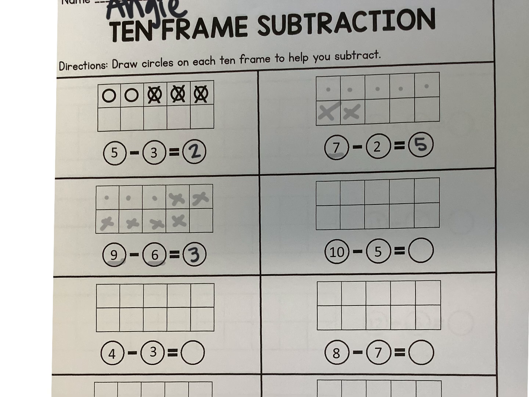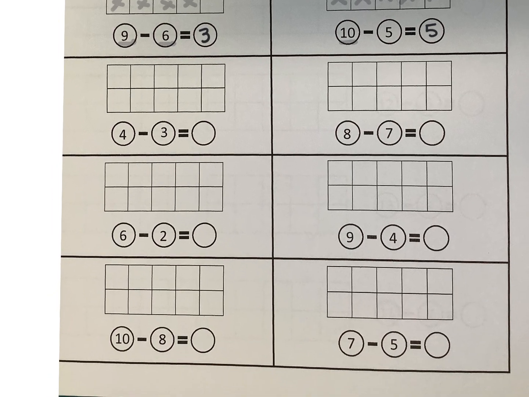So the next problem has 10 as our whole, our biggest number. So we put 10 dots in our 10 frame, and then we're going to cross off 5. And when we do that, how many are left? We have 5. So 10 minus 5 is 5.